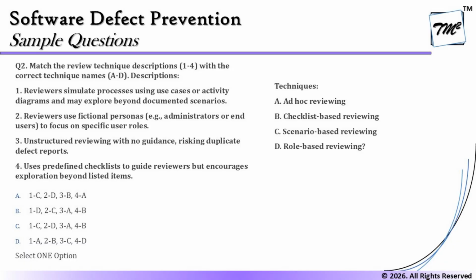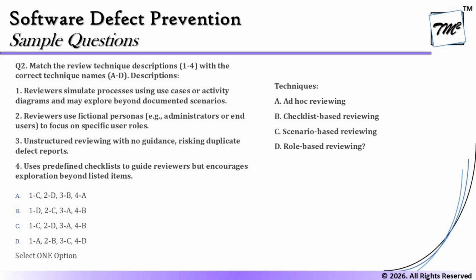Second, reviewers use fictional personas like the administrators or end users to focus on specific user roles. Now, if you see this is particularly referring to the role-based reviewing, which simply states exactly the same thing, that how this can be achieved with role-based test technique when it comes to static testing. So people are playing different roles and trying to use this technique here, okay?